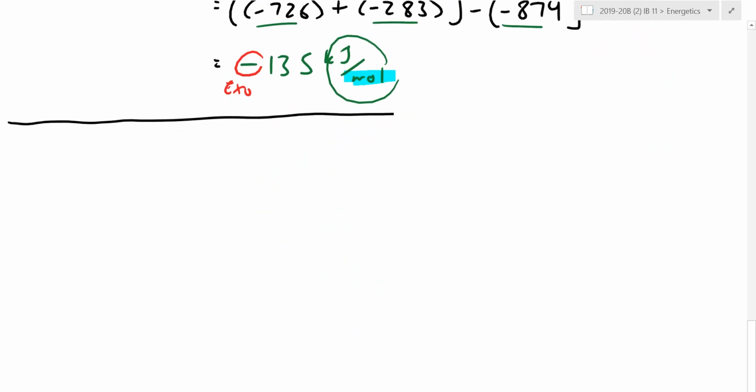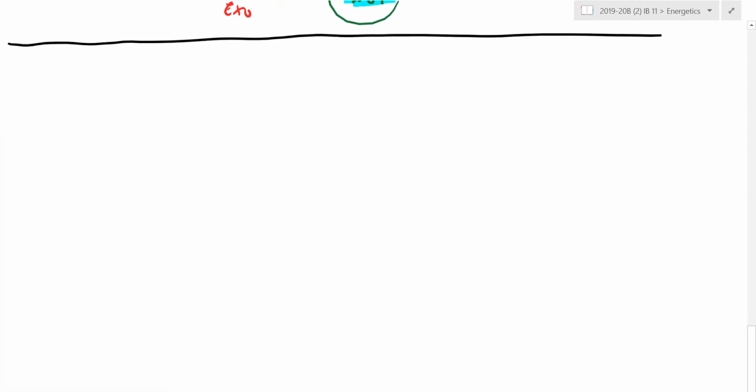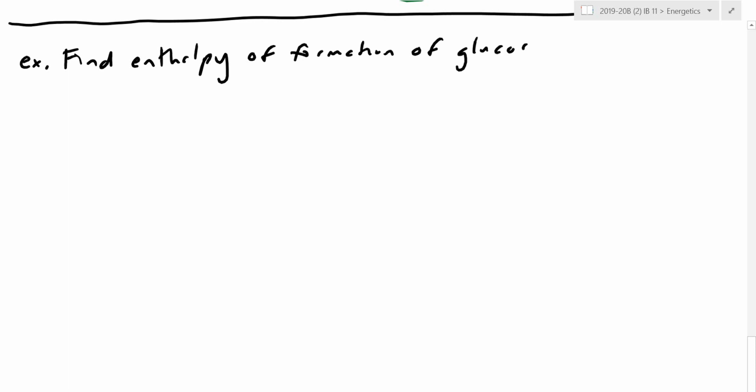If you understand this one here, you'll be fine with these last 2 ways of finding delta H. What I want to find in this last question is the enthalpy of formation of glucose, a really simple sugar, C6H12O6. In symbols, I would write delta HF of glucose, C6H12O6.